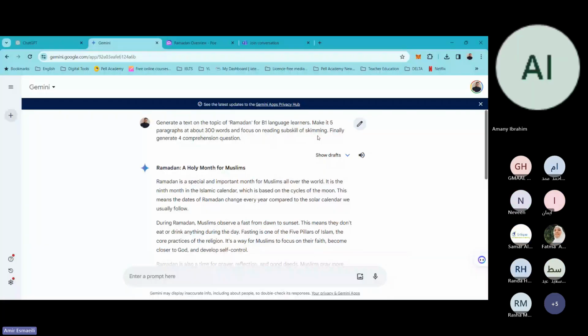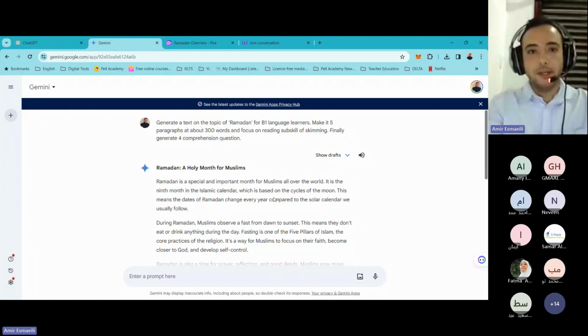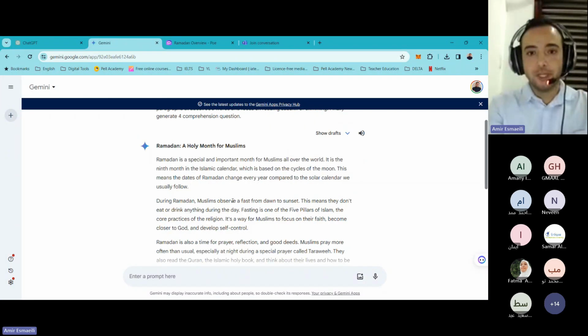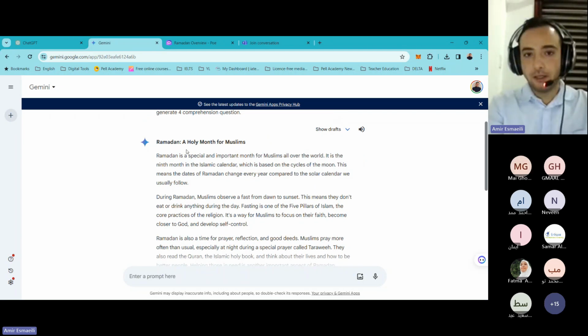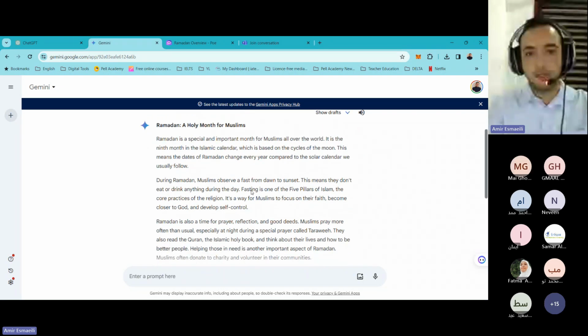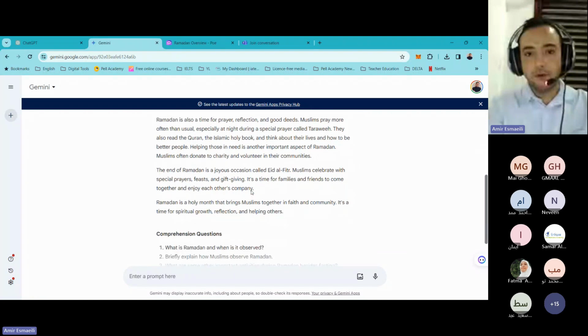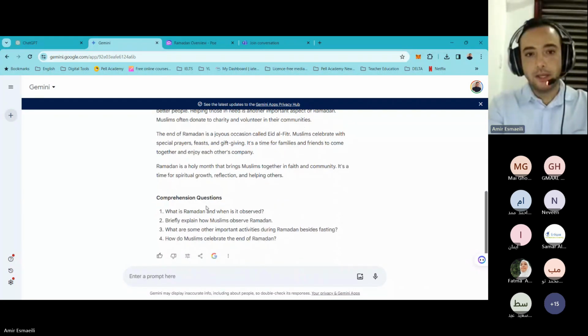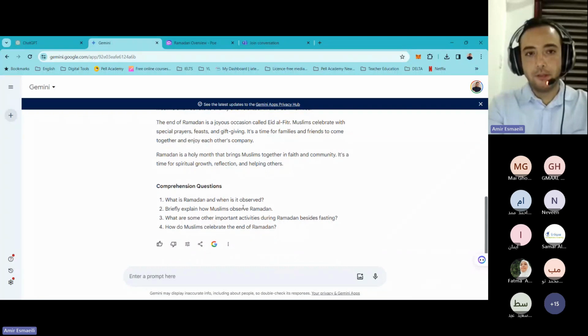Here, this is Gemini, which is developed by Google. My prompt is: generate a text on the topic of Ramadan for B1 language learners. Make it 5 paragraphs at about 300 words and focus on the reading sub-skill of skimming. Finally, generate 4 comprehension questions. And look here, the topic is Ramadan, a holy month for Muslims. 1, 2, 3, 4, 5 paragraphs, exactly as I wanted it to be. And at the end there are 4 comprehension questions.